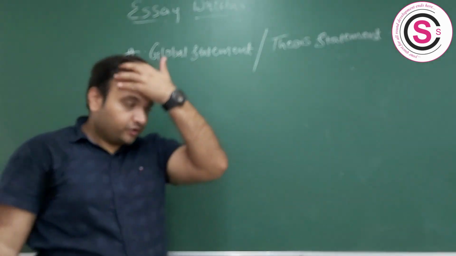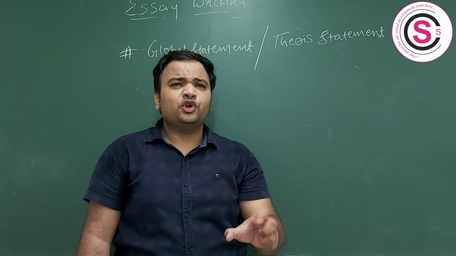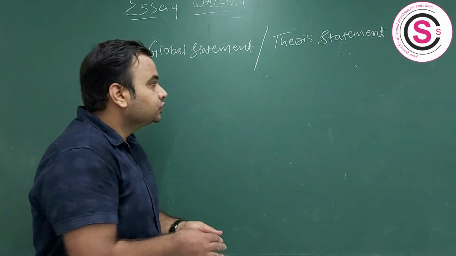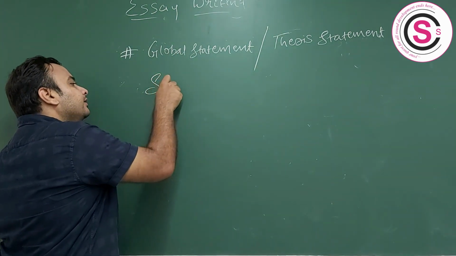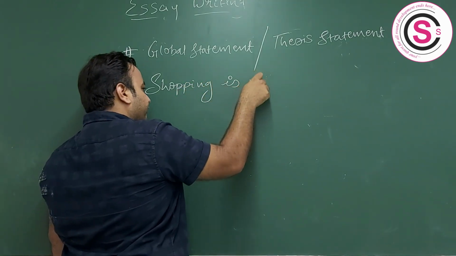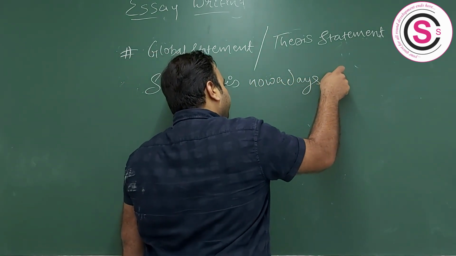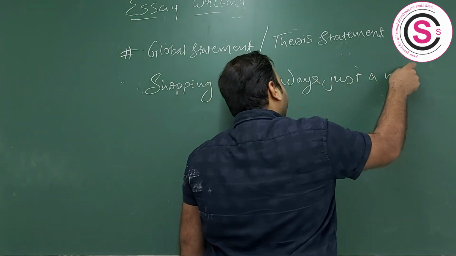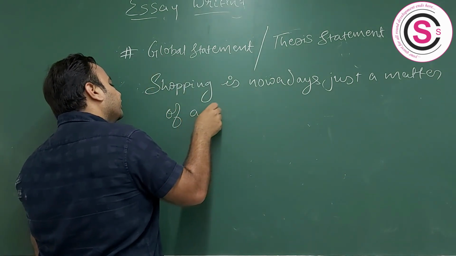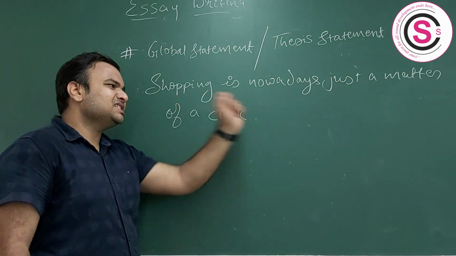Now, what is a global statement or what is a thesis statement? See, a global statement or thesis statement is something that you write in the very first line of the essay, right? Suppose it is about shopping, so you can always use something like: Shopping is nowadays just a matter of a click.